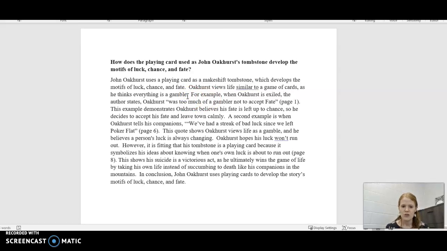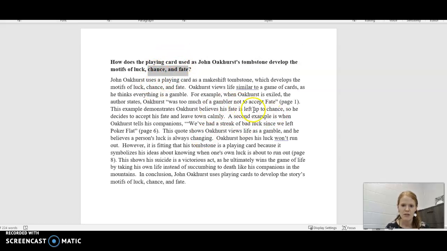And then I give a few examples, of course, because in a constructed response, you clearly answer the question and then you give three examples and explain what they show. For example, when Oakhurst is exiled, the author states, Oakhurst was too much of a gambler not to accept fate, and that's on page 1. So this example demonstrates Oakhurst believes his fate is left up to chance, so he decides to accept his fate and leave town calmly.